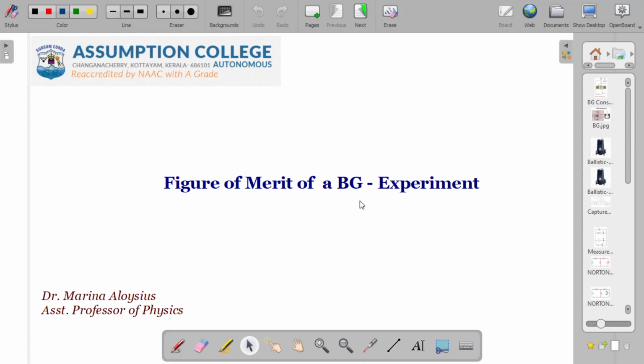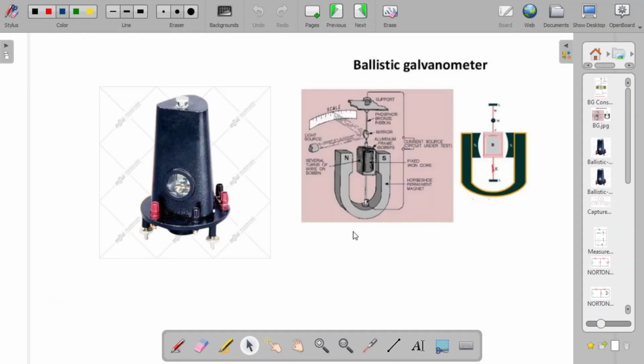Hello students, in this video we are going to learn about the figure of merit of a ballistic galvanometer, and then we will also discuss the experiment used to find the figure of merit of a BG. Hope you now know how a ballistic galvanometer works. This is the figure of a ballistic galvanometer which we normally use in the labs.